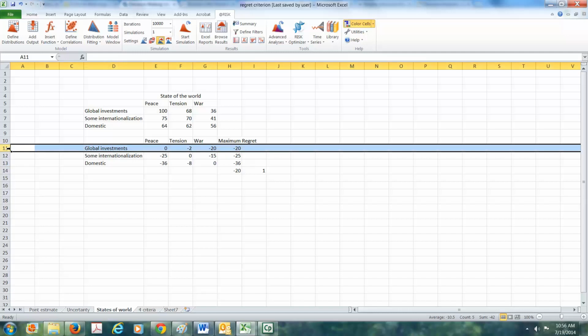So by now, I hope you have seen all the different ways that you can apply the regret criterion. It is one that is used sometimes by government agencies. It is one that is also used in the private sector.